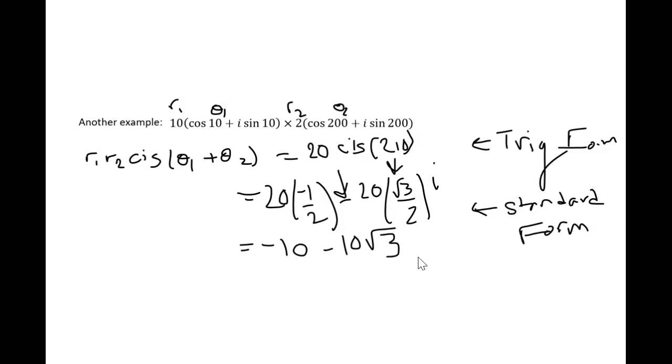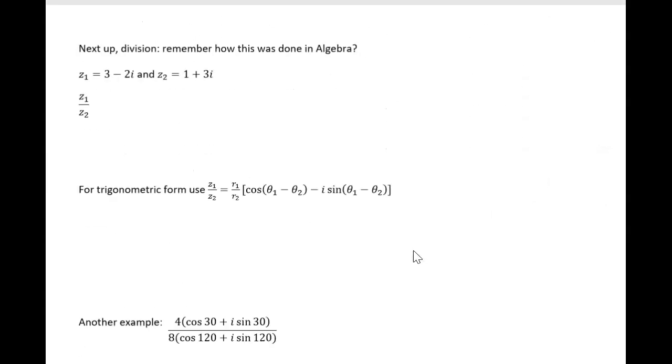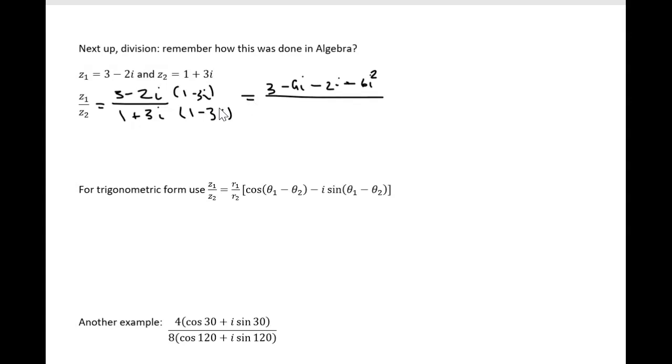And that's multiplication. After multiplication comes division. So division in algebra is a little more complicated than multiplication because we've got our ratio, and we're basically going to use the conjugate to rationalize the denominator, and that is how we learned to divide complex numbers in algebra. So I'm going to distribute this. That's going to give me 3 minus 9i minus 2i plus 6i squared over 1 minus 3i plus 3i minus 9i squared. Remember, i squared is a negative 1.